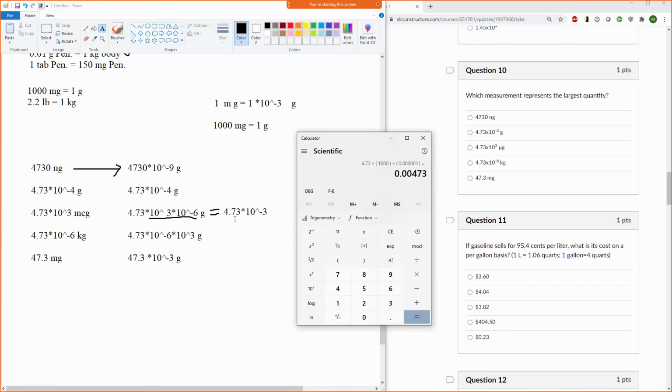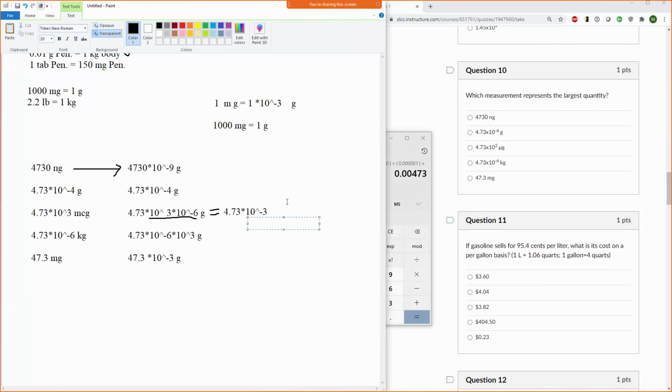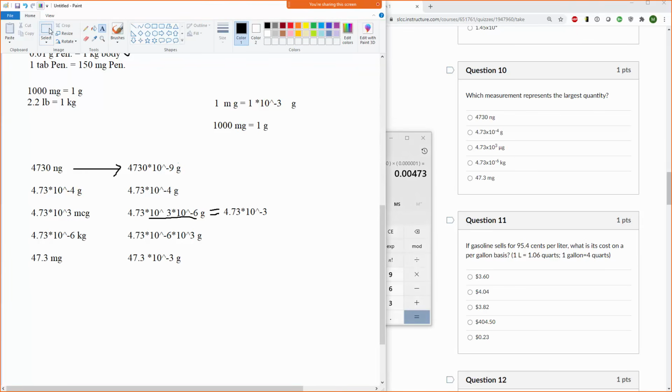That's what we got. Okay, Sarah notes that you can only use this trick of adding or subtracting exponents if they're both the same base, but they'll always be base 10 in this class. We will never use any other base. So you don't have to worry about that.